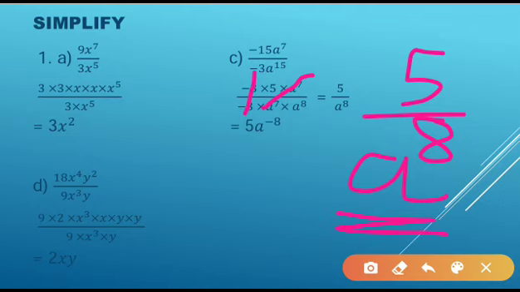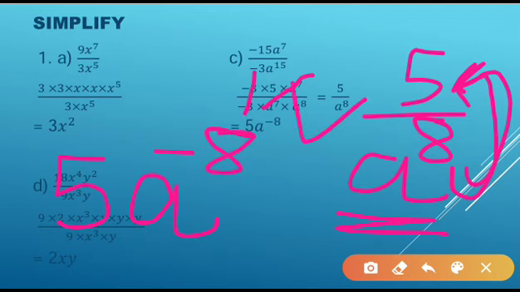When you take this from the denominator into the numerator, the sign will change. The power will become minus 8. This is also correct. This is also correct. Only the writing is different, but both are same.